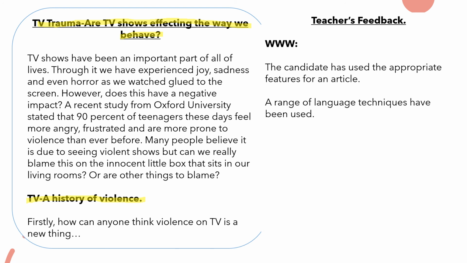A range of language techniques have been used. If we look at this a little bit closer, you can see that they are using things like a group of 3 or a triplet, and we can see that in the very second sentence there. So through it we've experienced joy, that's the one thing, sadness, that's number 2, and even horror. So there you go, you've got joy, sadness and horror. You can see there they're starting to talk about the 3 different things that they associate with watching TV.